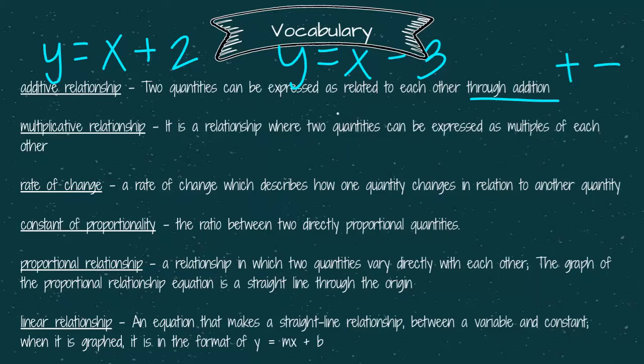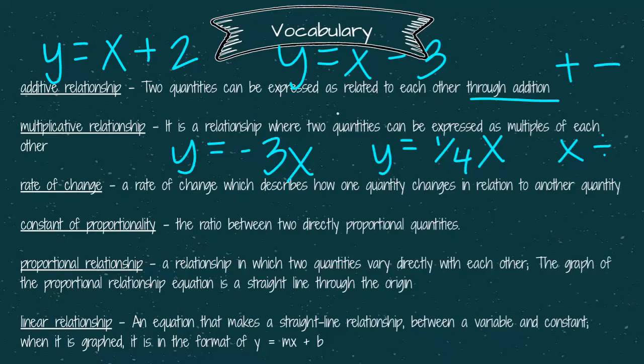Notice we're not multiplying the x by anything, we are just adding or subtracting. The next one is a multiplicative relationship. This is a relationship where these two quantities are expressed as multiples of each other. So instead of addition and subtraction, this will be something like multiplication or division. So it could possibly look like y equals negative 3x, or even y equals 1/4 of x, which is really dividing x into 4 pieces. Multiplicative relationships, and this is going to be very important, are always proportional.